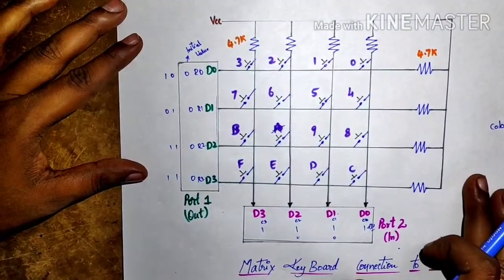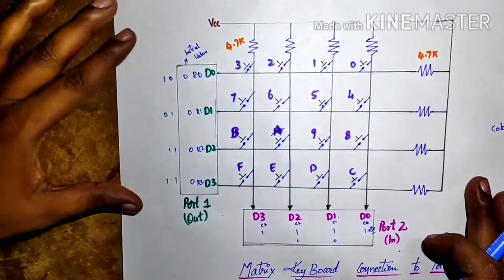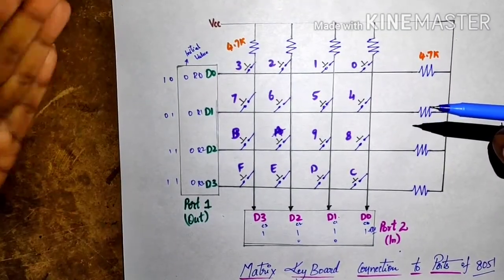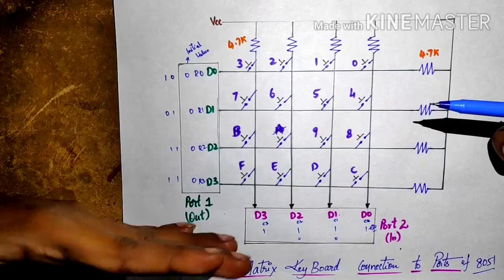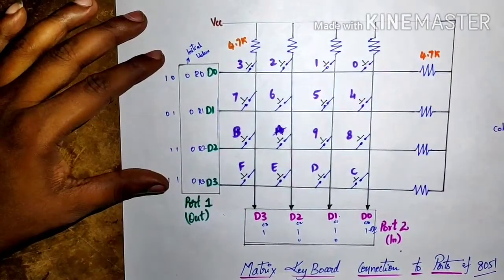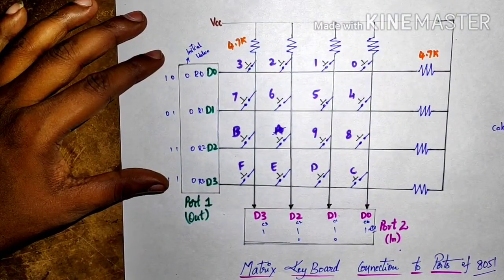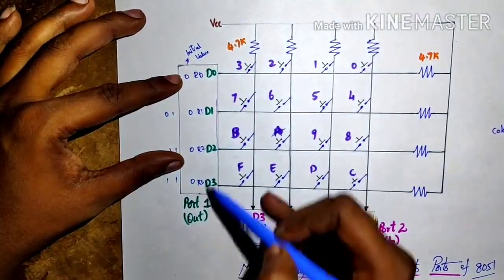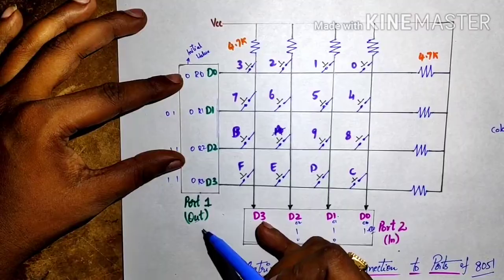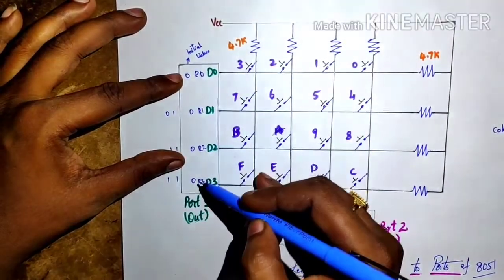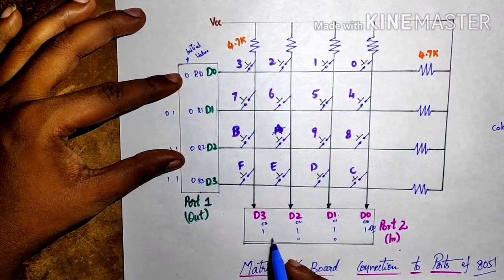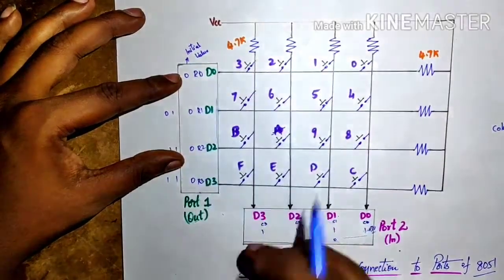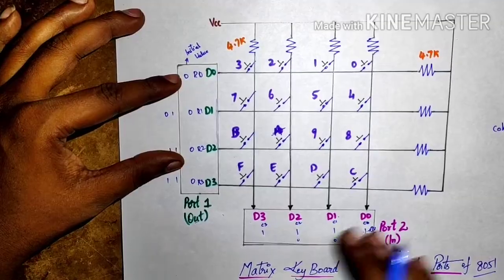Now we will go to the process of how the microcontroller will identify a particular key pressed. Initially the values of rows will be zeros. As the rows are connected to the output port, we will make all the rows zeros and the columns all ones, 1 1 1 1. So these are the initial values of columns and rows.